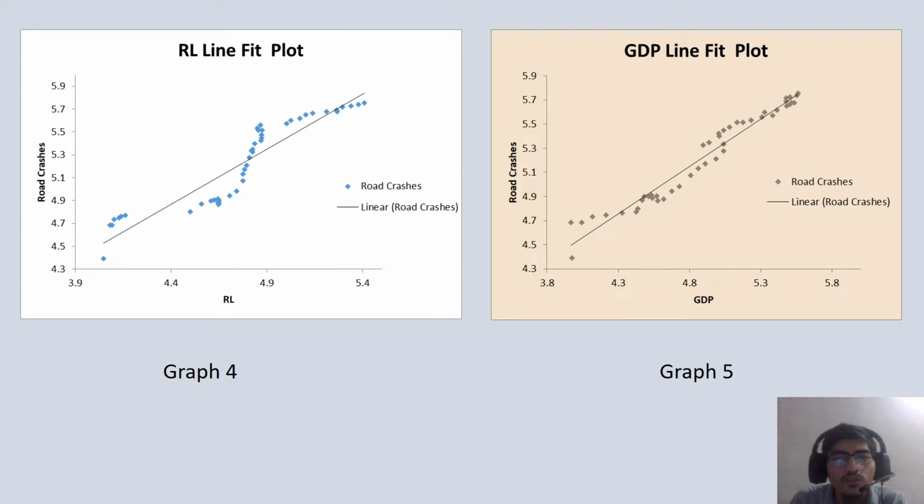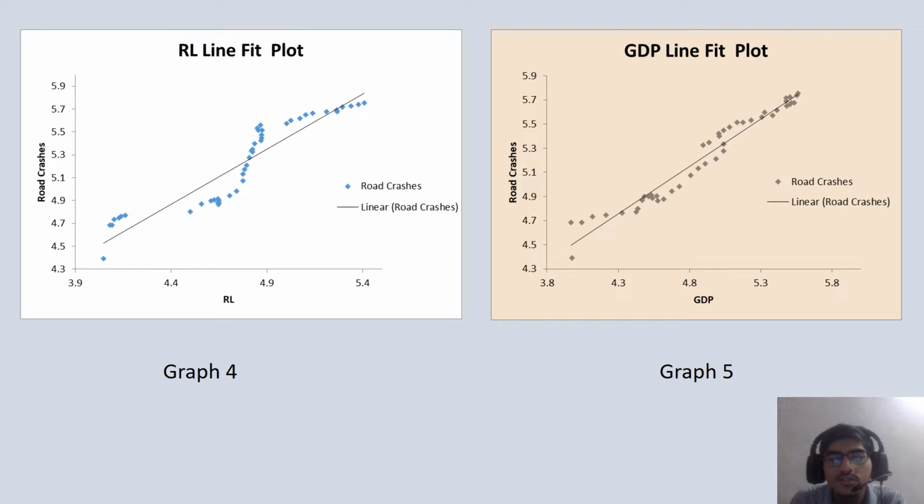Graph 4 shows the relationship between road crash and road length. RL is road length. The data displayed in the plot do not correlate with each other much, and the pattern is like a snake pattern. The linear fit touches the plot of road crash.